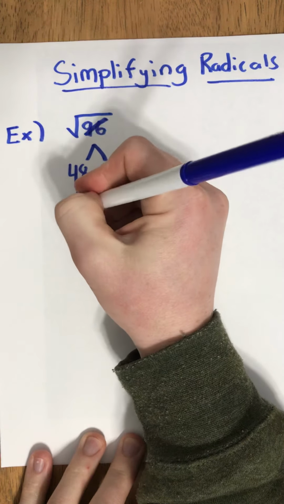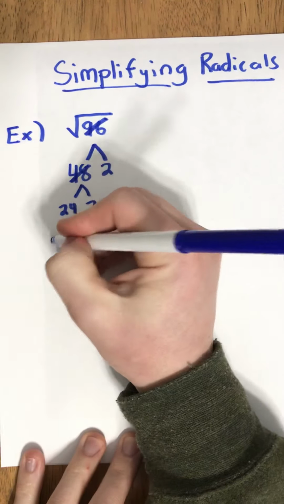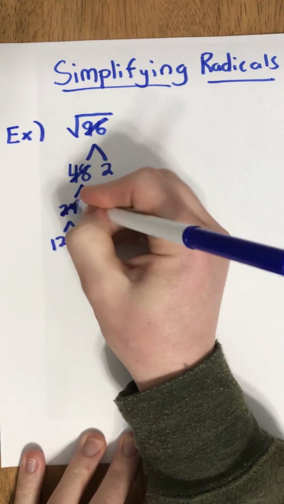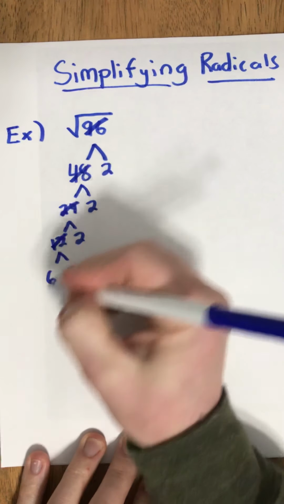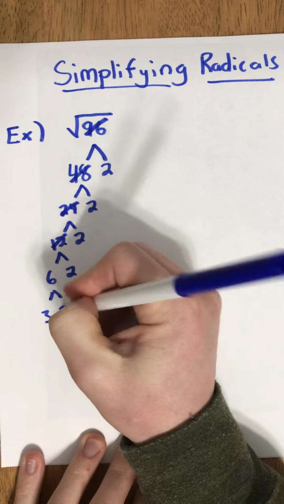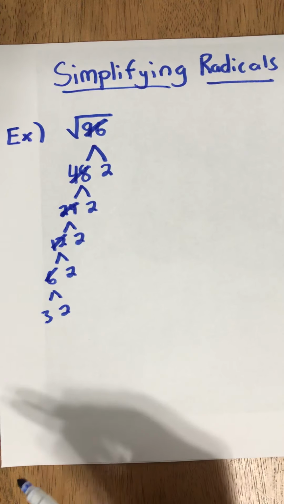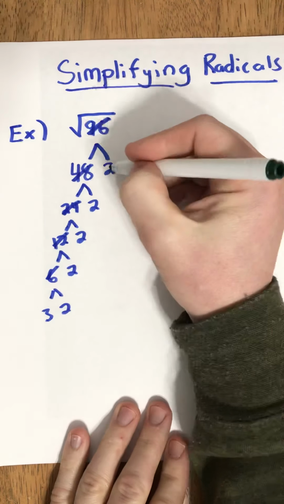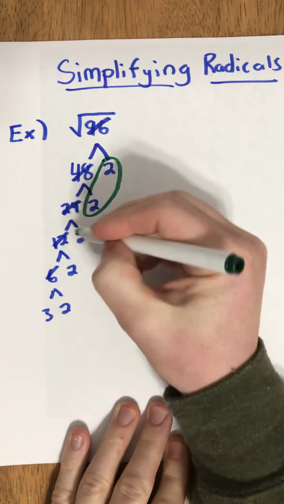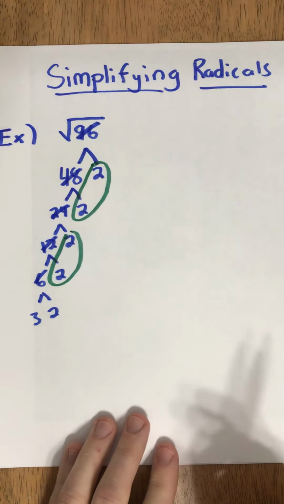I'll keep going by dividing by 2, so I'm going to use 24 and 2. 24 is going to be 12 and 2. And then 12 breaks up into 6 and 2, and 6 breaks up into 3 and 2. Now, got a whole bunch of numbers here. What I want to look for are what numbers have pairs. Whatever has a pair can come outside of our square root. So looking here, I have a pair of 2's. I have another pair of 2's. So I have two pairs of 2's that can go outside of my radical.